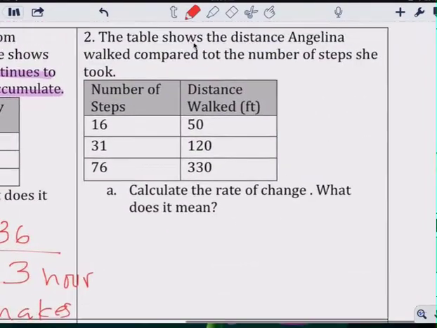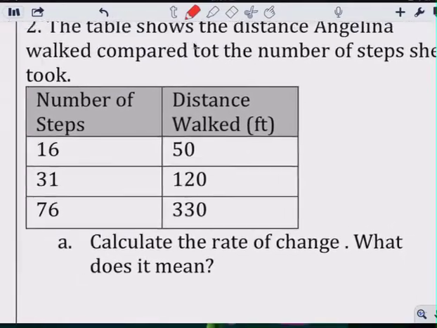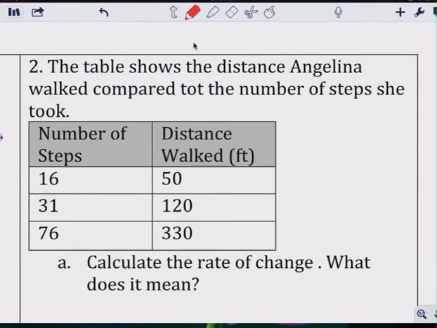Okay, next one. The table showed the distance Angelina walked compared to the number of steps she took. Steps is right here. Distance is 50 feet, 31 steps. Okay, let me take 76. Let me take these two numbers instead of the first two. Doesn't matter, remember, each point will get you the same answer.